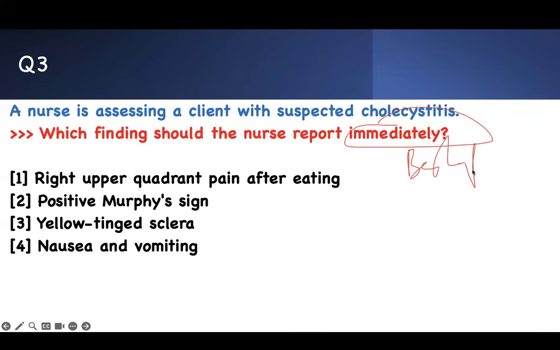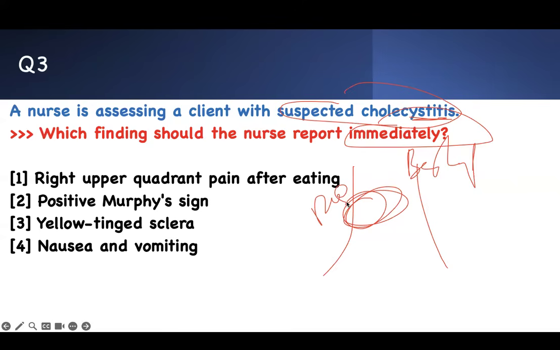And then, assessing a client with what? Suspected cholecystitis. You have -itis, inflammation. And if this is your body, the gallbladder is in the right upper quadrant. You have right upper quadrant -itis, cholecystitis. Which finding should the nurse report immediately?